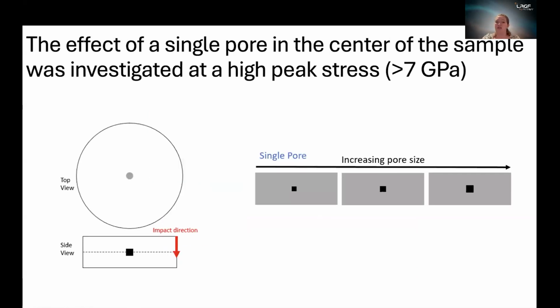So the effects of a single pore in the center of the sample with respect to both diameter and height was investigated at a high peak stress of greater than 7 gigapascals. You can see that these pores were cylinders, as you can see from looking at the top and the side view, and 3 different pore sizes were considered. So we looked at 200 micron, 350 micron, and 500 micron pore sizes for each of these different single pore configurations.